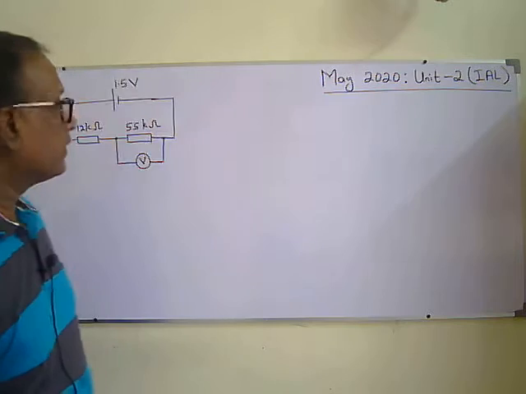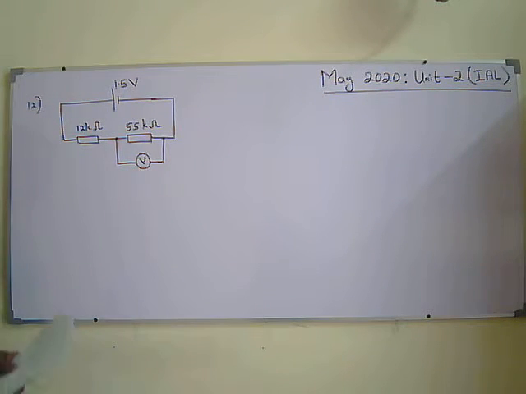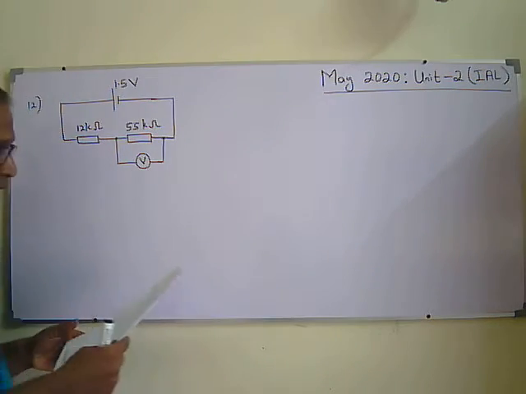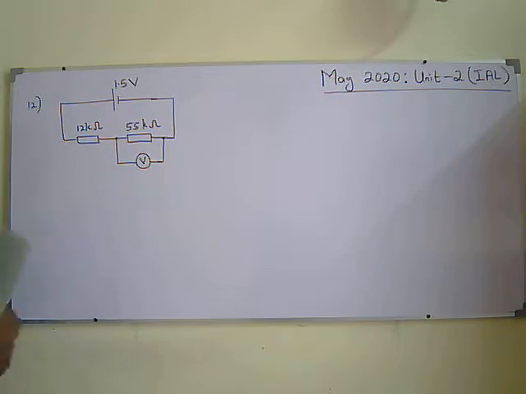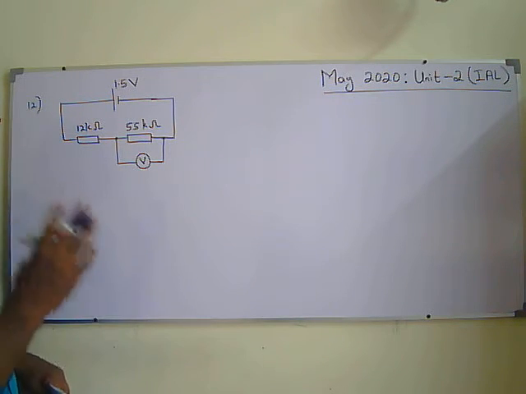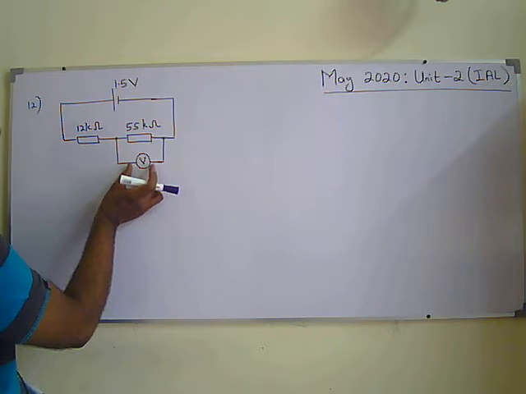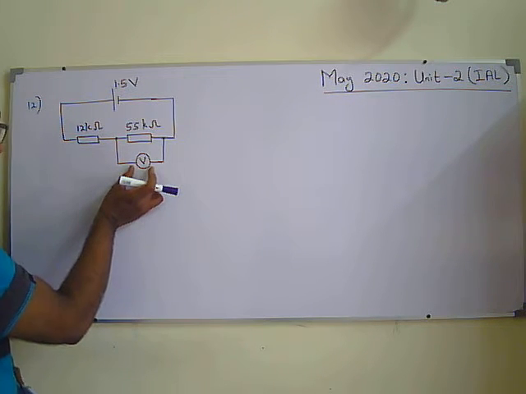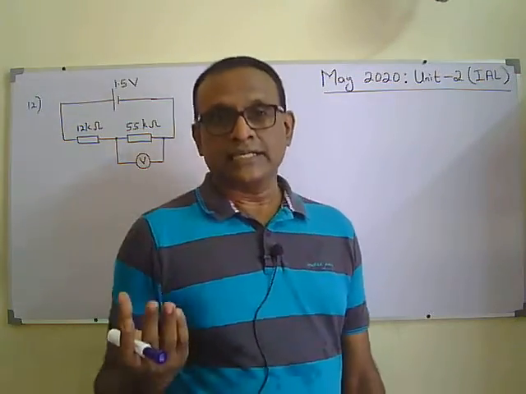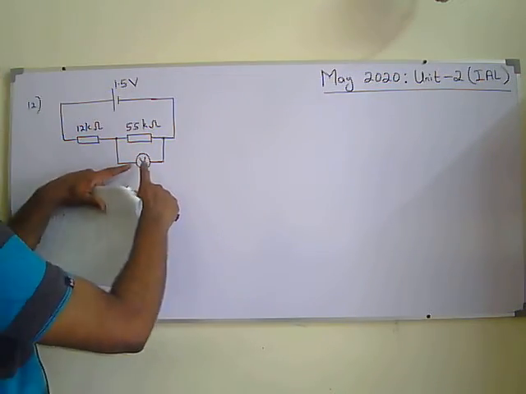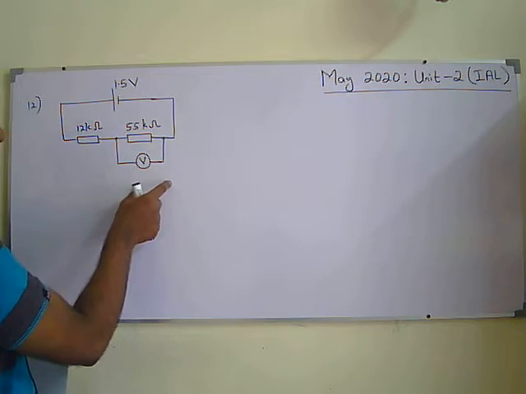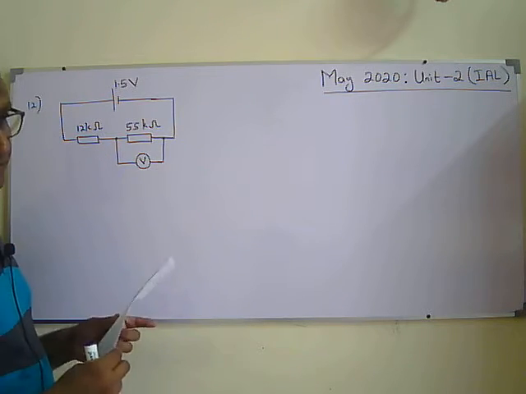Okay, question 12. This diagram is given on page number 9, May 2020 IAL Unit 2 paper. So their first part, that is A part, calculate a value for the voltmeter reading. Remember that a voltmeter reads the voltage applied across its terminals. So the voltmeter is connected across 55 kilo ohms. So the voltmeter will read the voltage across 55 kilo ohms.